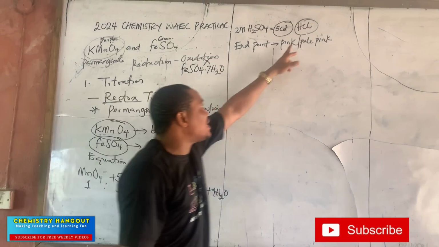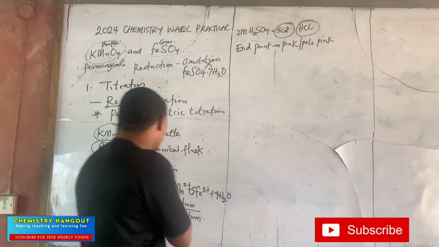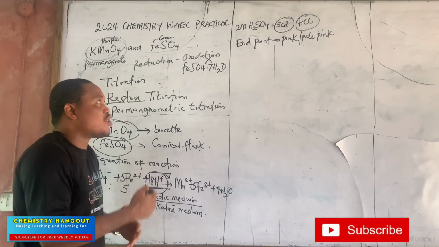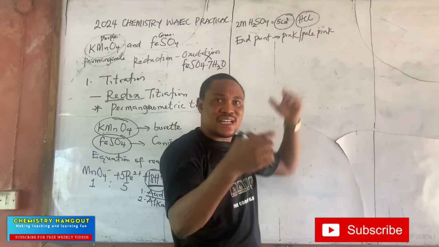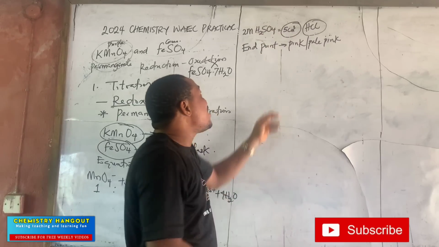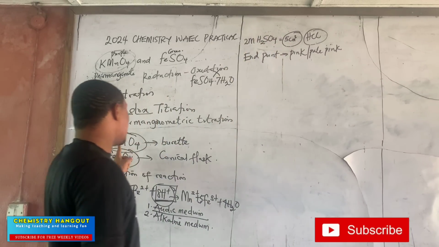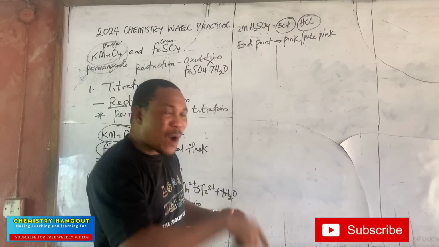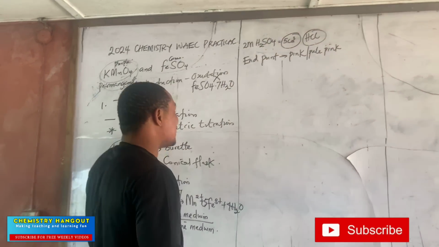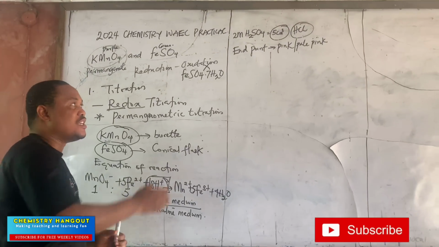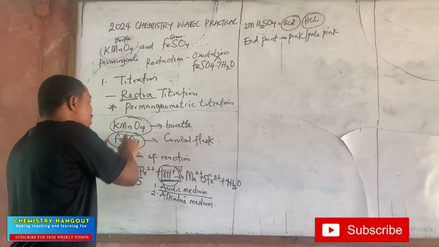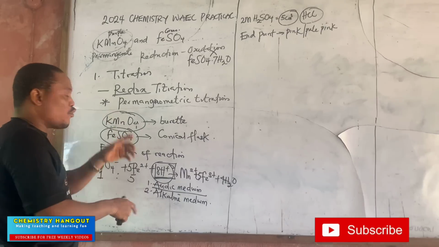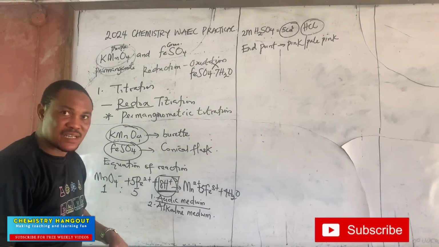So the reason why we are not using HCl is because HCl will react with what? With KMnO4 to liberate chlorine gas. So we cannot use HCl. Do you see? The reason why we are using H2SO4 is because H2SO4 will not react with KMnO4. So you might be asked, why are we using H2SO4 to acidify? The answer is because H2SO4 will not react with the KMnO4 to form anything. It will not react. I hope that is clear.